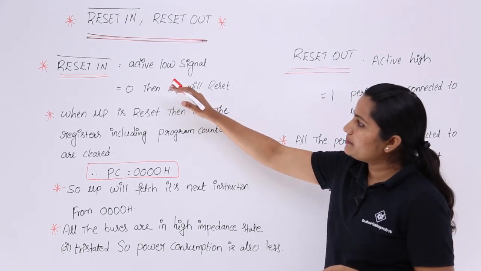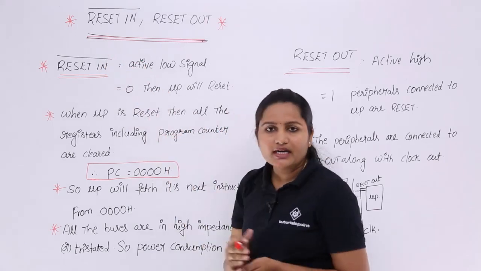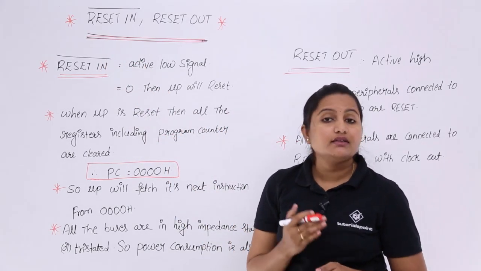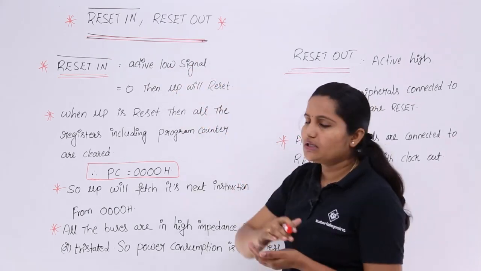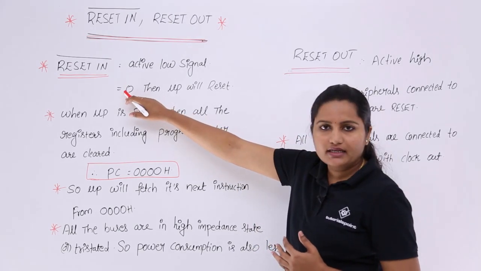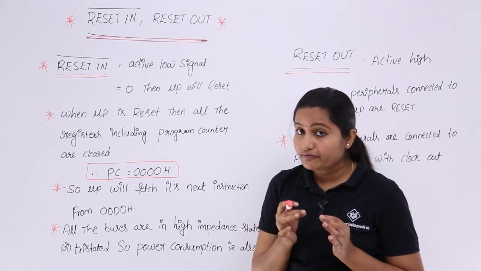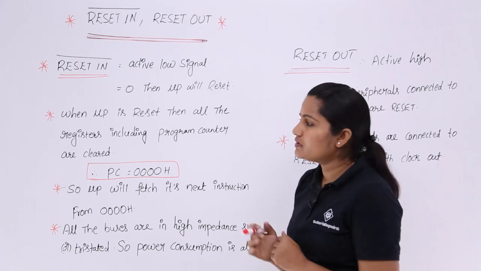If you observe, RESET IN has a bar, so that means this is an active low pin. Whenever we get 0 here, the microprocessor is going to reset. So, this is an active low signal, and whenever 0 is there at its input, the microprocessor will reset.